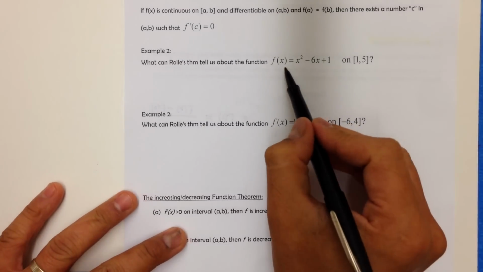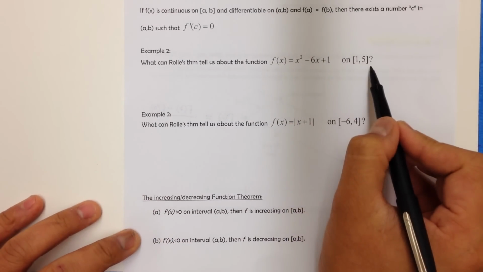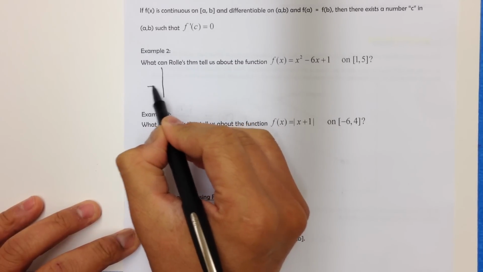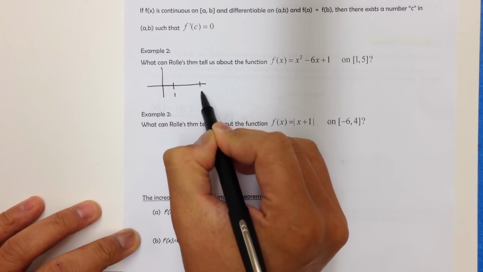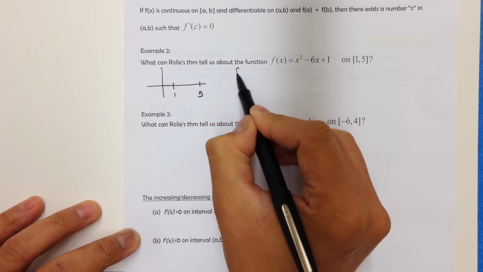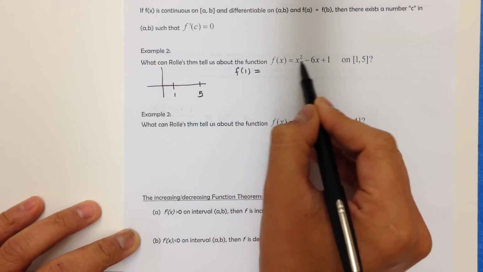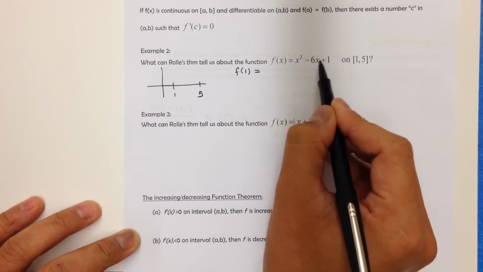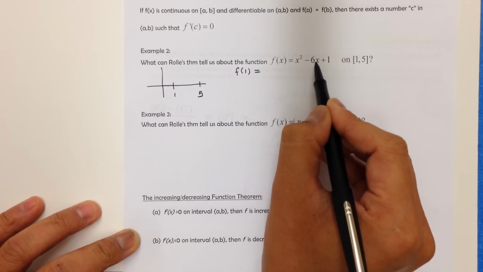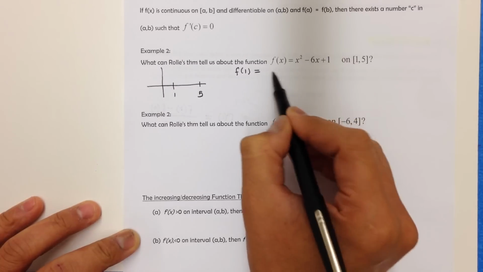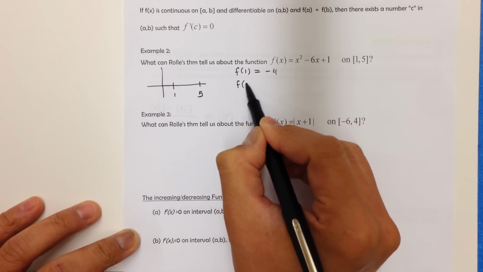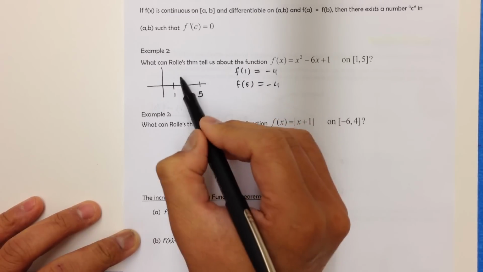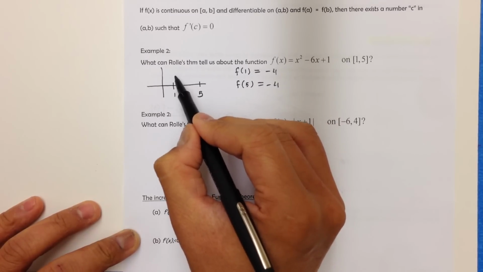Looking at this example from 1 to 5. So if we are given the interval from 1 to 5, here's 1 and here's 5. f at 1 equals, if we plug 1 in, I get 1 minus 6, which is -5, -5 plus 1 is -4. And if I plug f at 5 in, guess what? I also get -4.